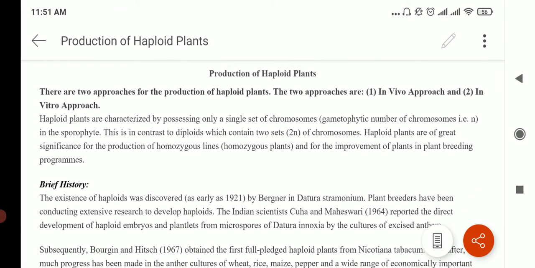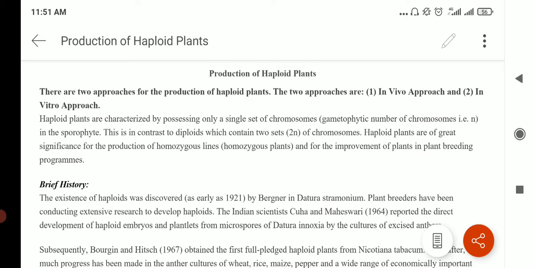Today we'll do about the production of haploids or haploid culture. If we want to create haploid plants, we have to take the tissues which are haploid. So what are they? We could take the anther, or we could take the ovule, or we could take the pollen, and we can culture that and grow them into haploid plants. Let's see what's written here.